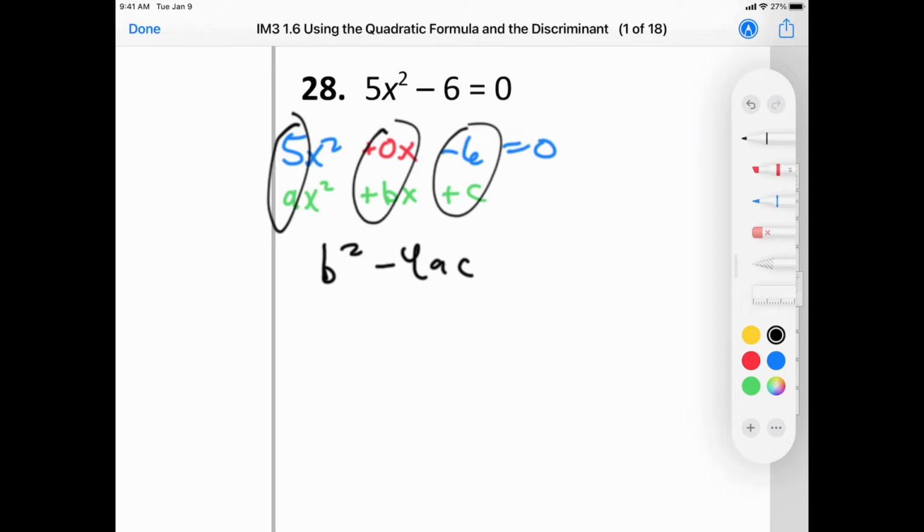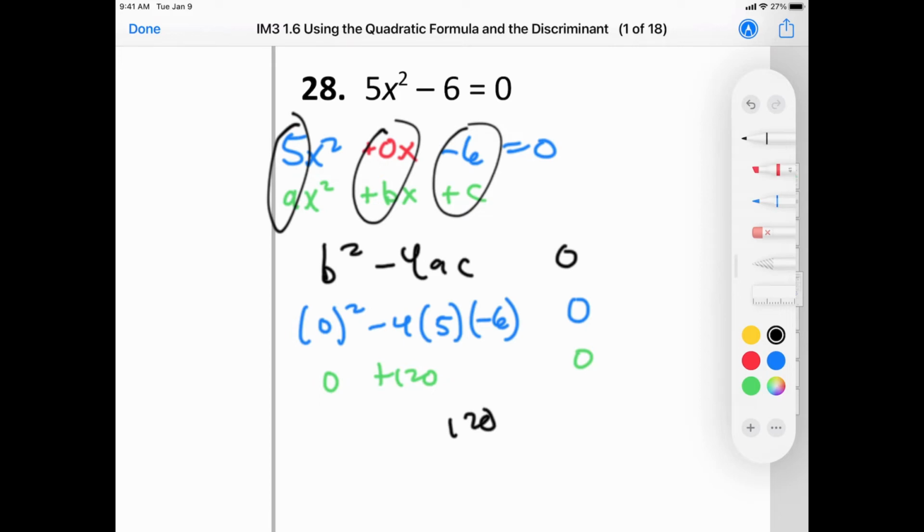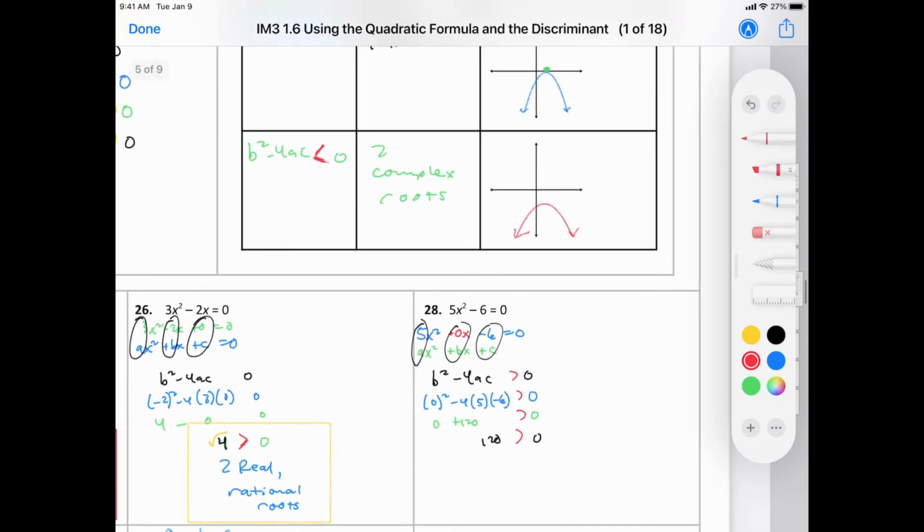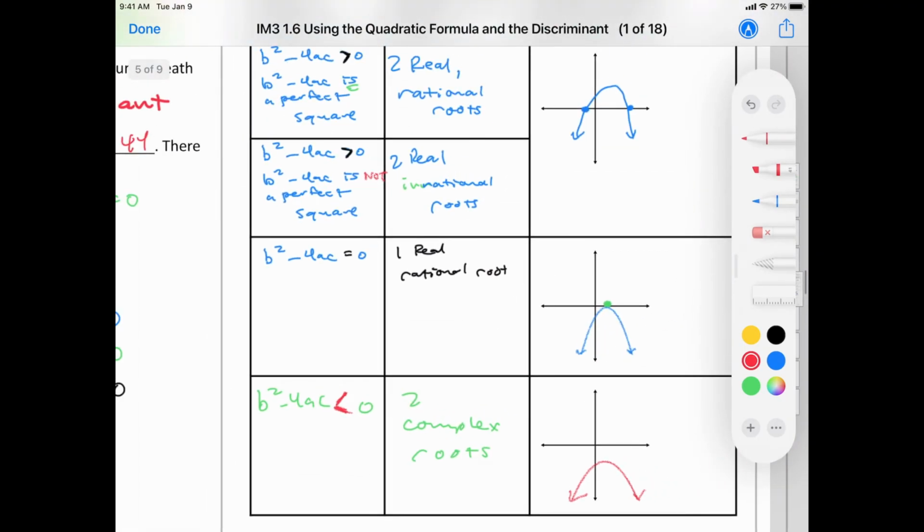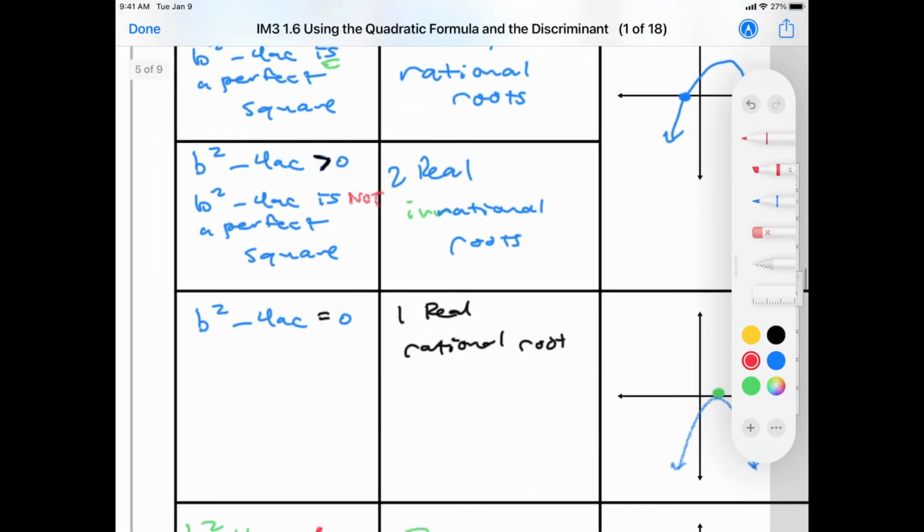Write down the discriminant formula always. B value is 0. A is 5, C is -6. 0, -20. -20 times a -6 is positive 120. And so I get 120 is what? Greater than. If that is greater than, and it's not a perfect square, that would be 2 irrational roots.